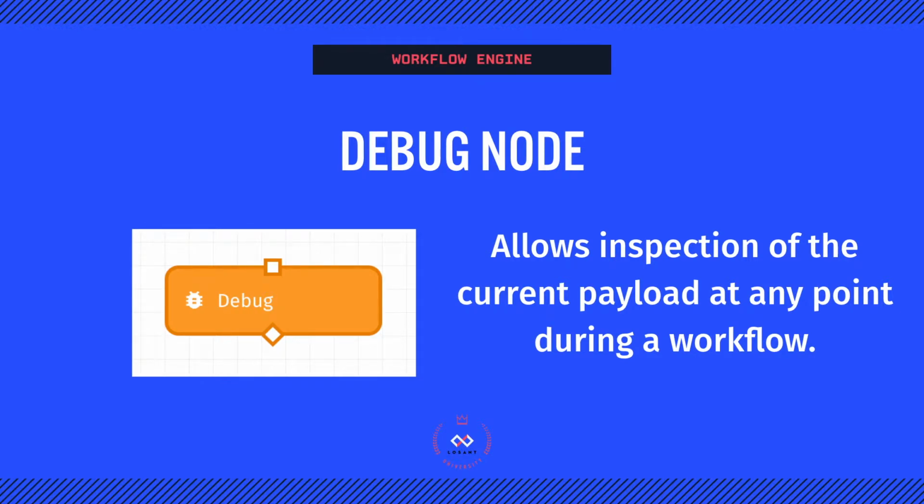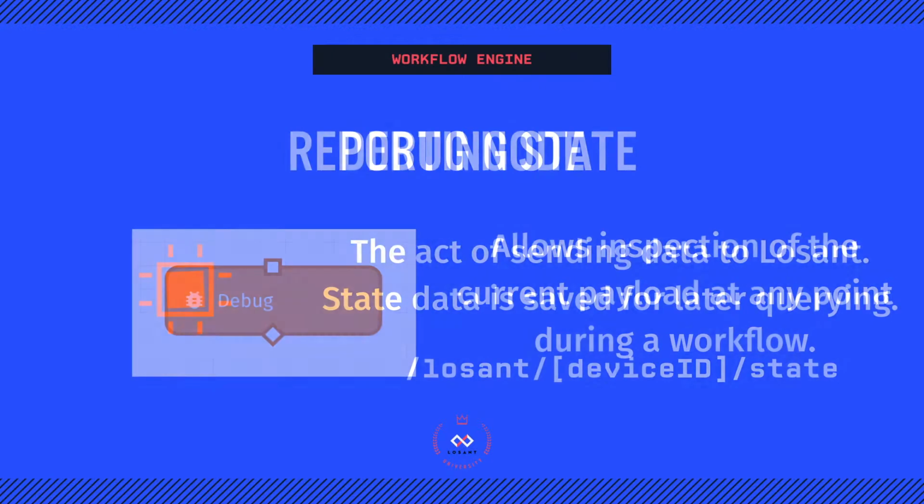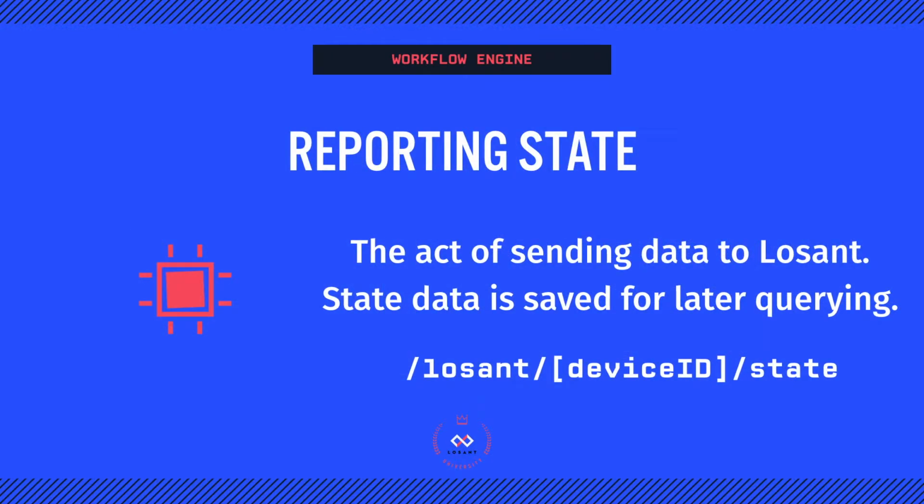So let's talk about another popular output node, the device state node. By now, I hope you understand that state is different from other messages coming into LoSANT. Unlike other messages, we save the state data so you can query it later, like we saw in the last chapter. Devices that connect via MQTT report state by using the state topic. But what happens if a device doesn't connect via MQTT? How do they report state?